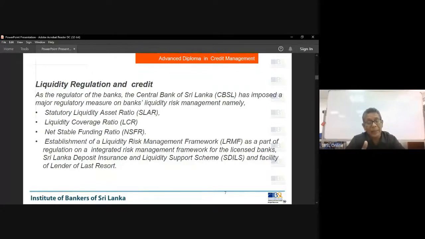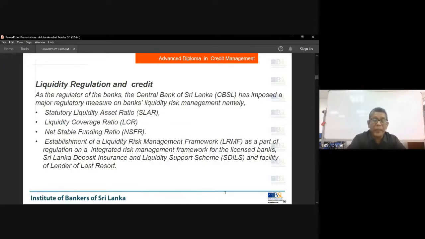Okay, we will discuss. Then you may have a liquidity coverage ratio. Then you may have the net stable funding ratio, right? And you need to have a good liquidity risk management framework as a part of regulation. One is the integrated risk management. You may also have a contingency liquidity plan in your organization, and also central bank may grant you some under the bank rate for facility lender of last resorts, right? That's the bank rate you're using to give.